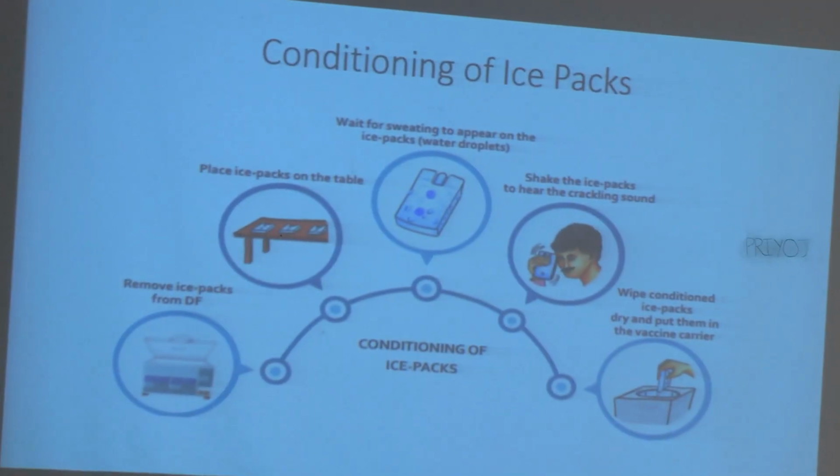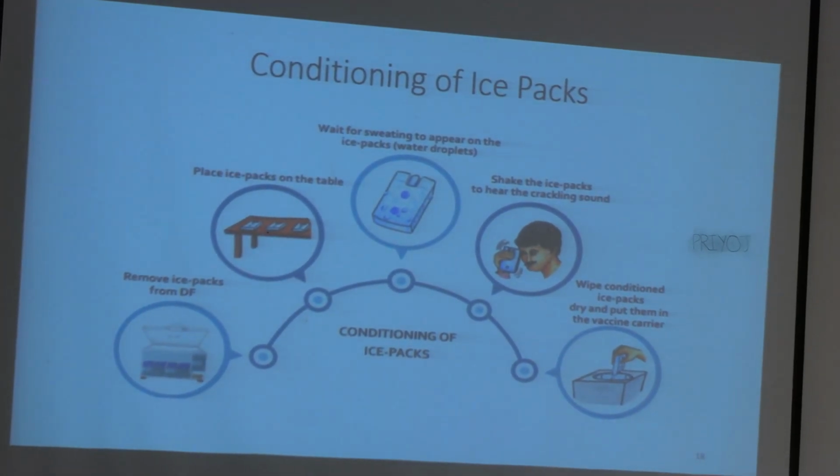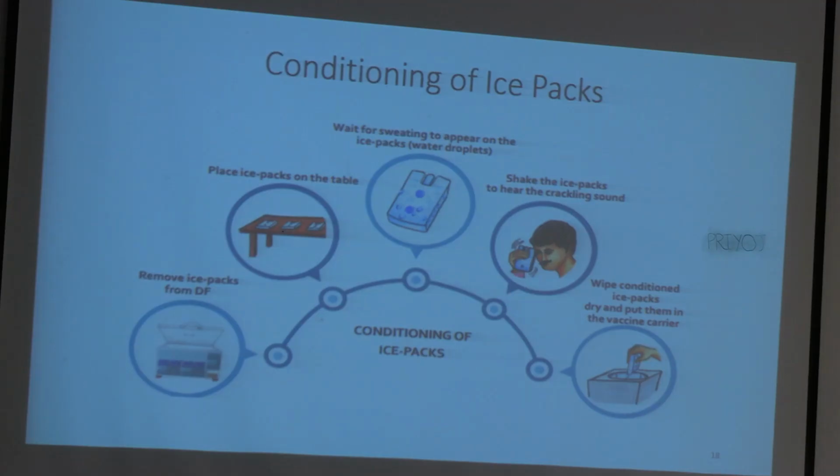Now this is the conditioning. First remove the ice packs, then place ice packs on the table, wait for sweating to appear, then shake the ice packs to hear the crackling sound, then wipe the conditioned ice packs dry. After hearing the sound and wiping them clean, put them in the vaccine carrier box. How to place them? Vertical, but never like this, okay.